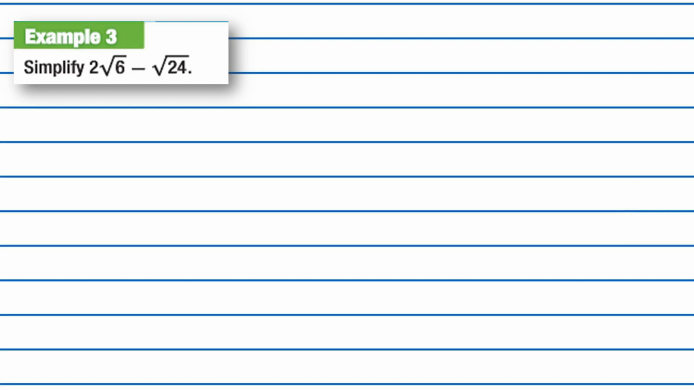Alright, so let's try example 3. It says we want to simplify 2 times the square root of 6 minus the square root of 24. So let's go ahead and write this down. Well, I do notice that the square root of 24 probably could be simplified a bit. So I'm going to show arrows that this is going to be split up and simplified a bit.